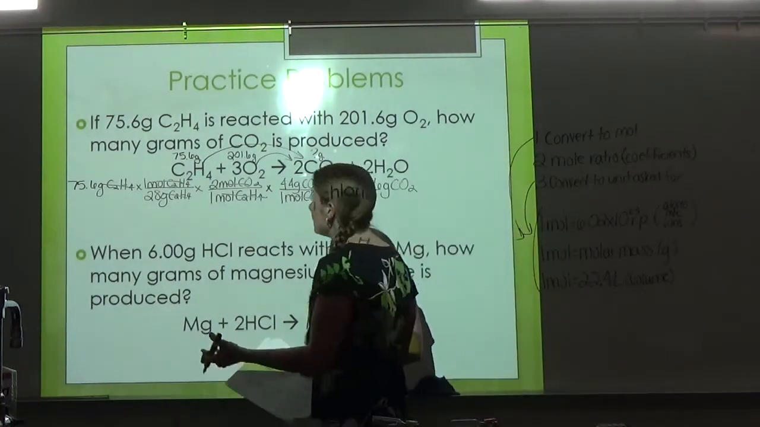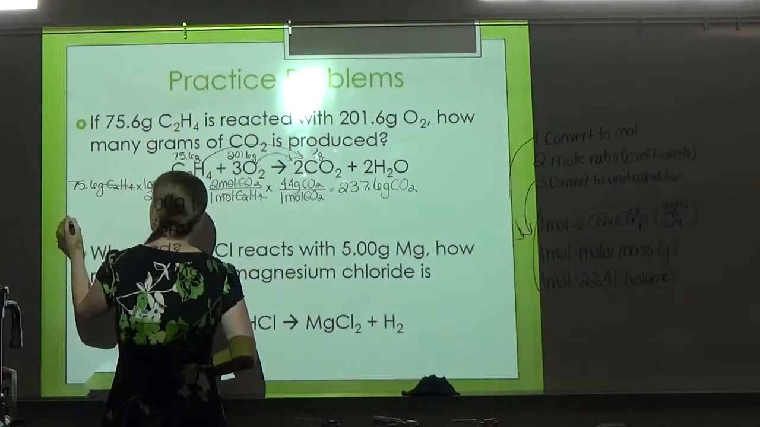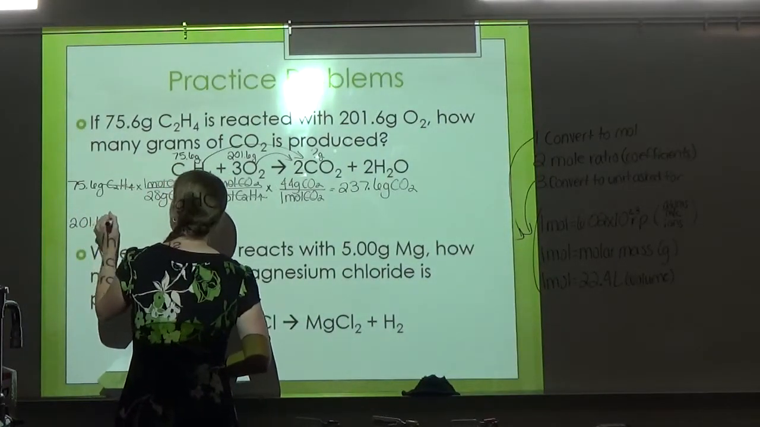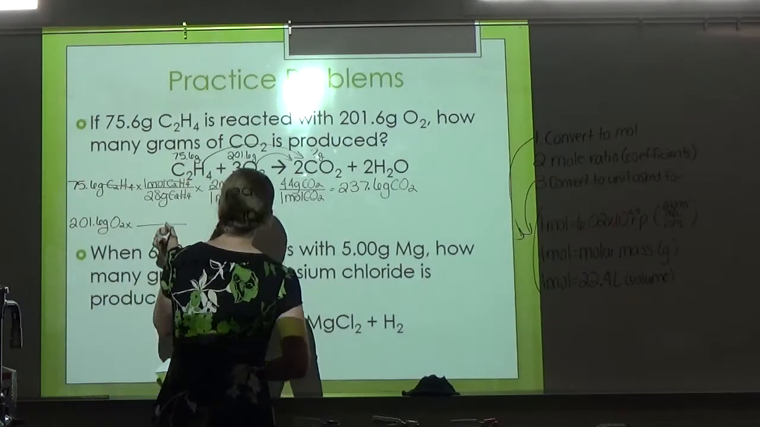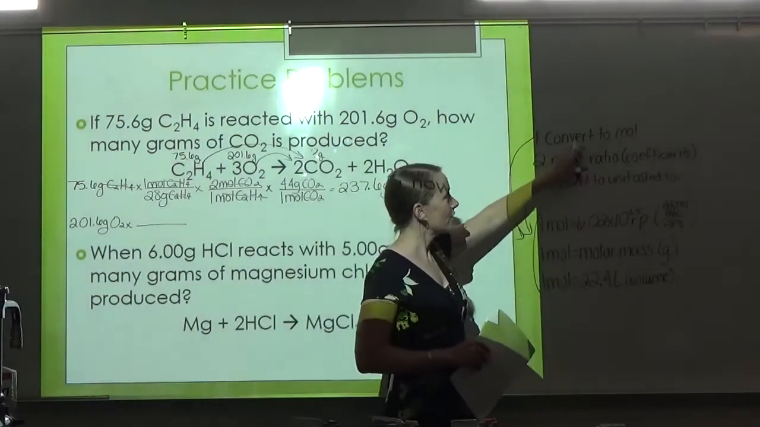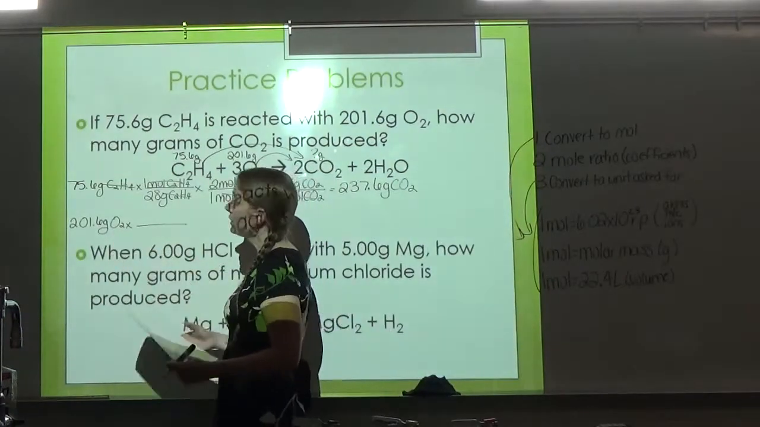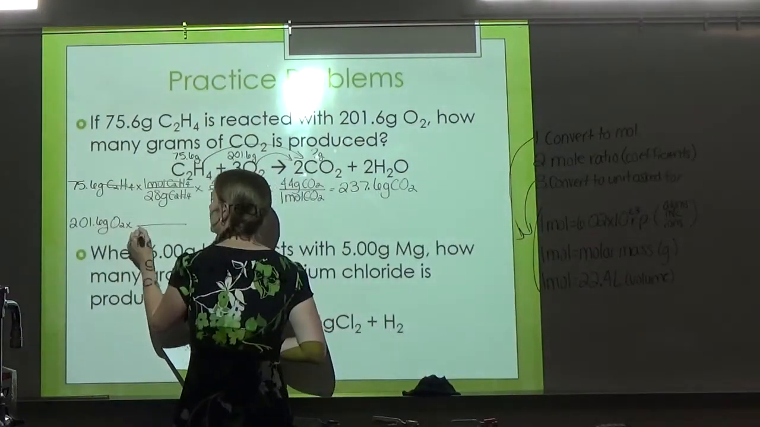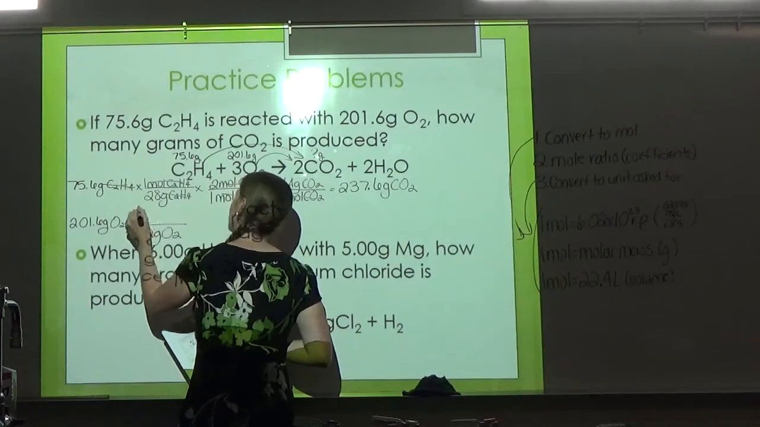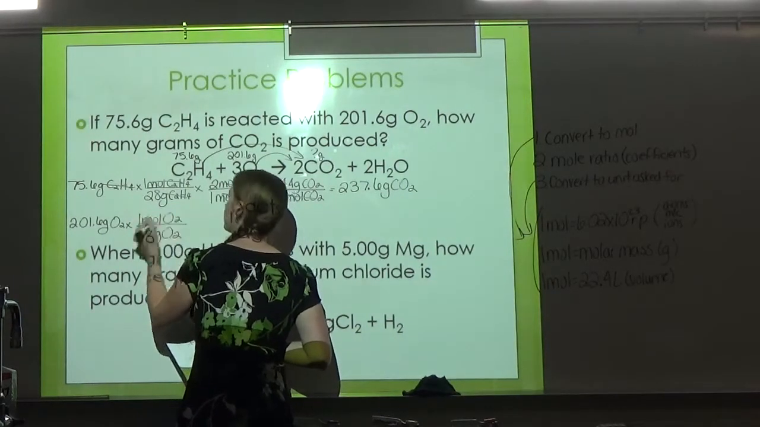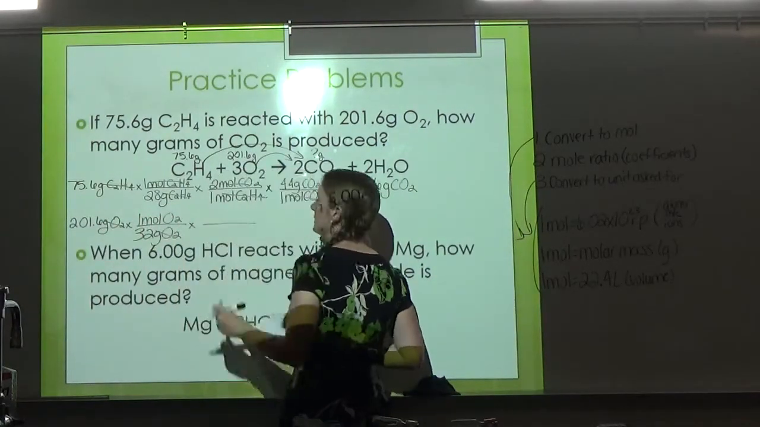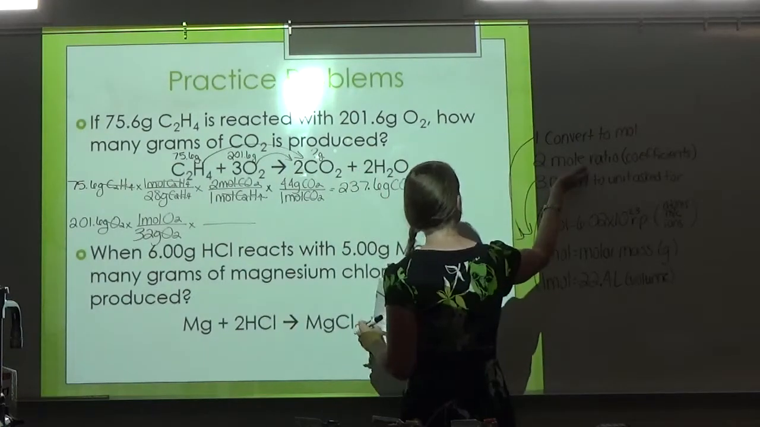All right, so let's move on to our oxygen. So I'm starting with 201.6 grams of oxygen. So step 1 is, of course, convert to moles. Since I have grams, I'm going to use molar mass. O2 is 32 grams per mole, and since grams is on top, I'm going to put the 32 grams on bottom and the 1 mole on top. So my grams cancel. So now I'm at step 2, which is mole ratio.